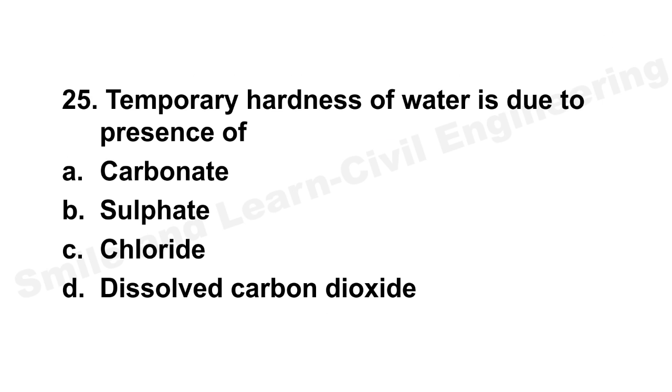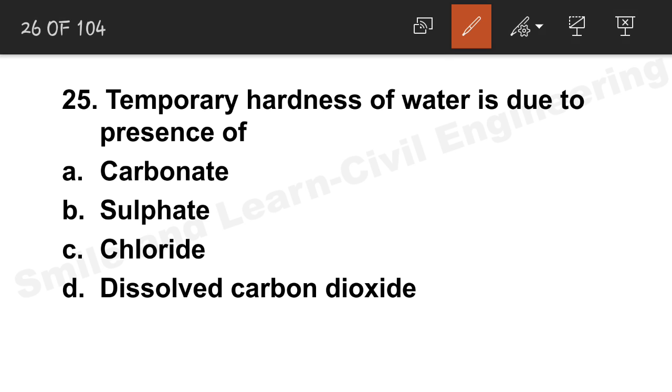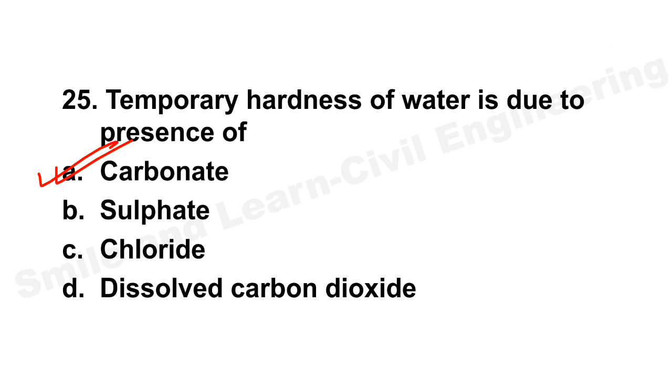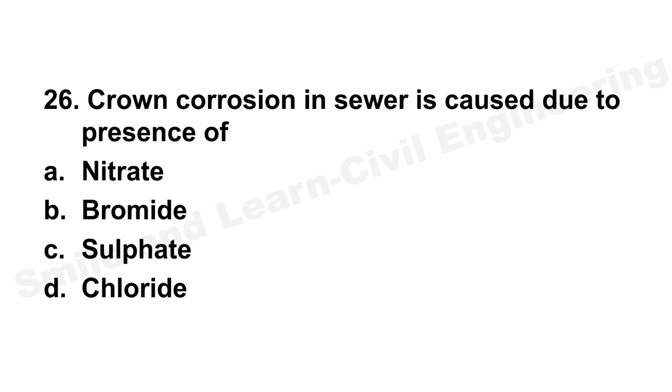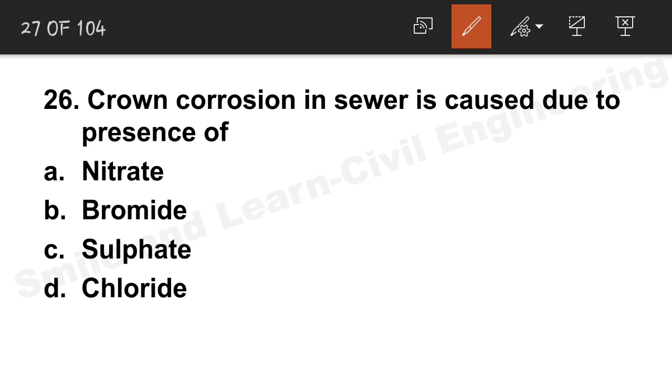Question number 25. Temporary hardness in water is due to presence of. So temporary hardness, as I have said a few questions earlier, is due to carbonates and bicarbonates. Okay. Question number 26. Crown corrosion in sewer is caused due to presence of. So sewer crown corrosion is caused due to presence of sulfate. Option C is the correct answer.